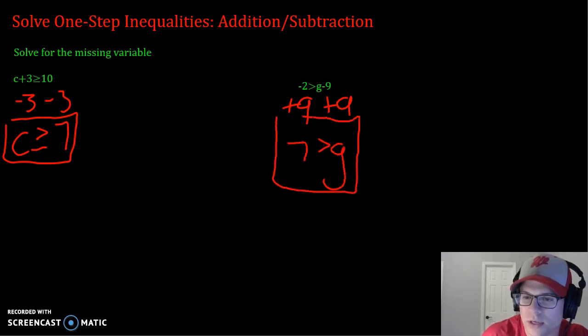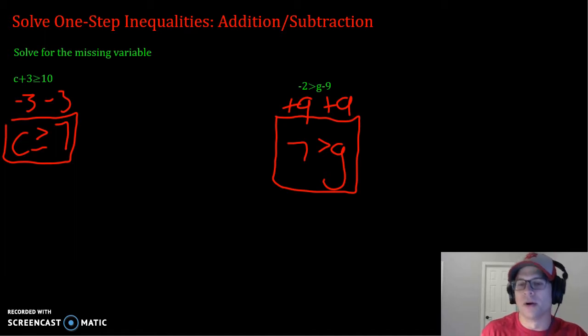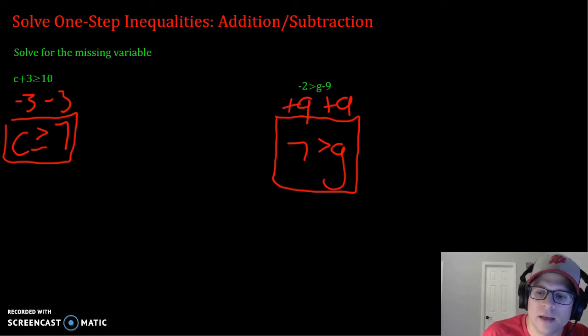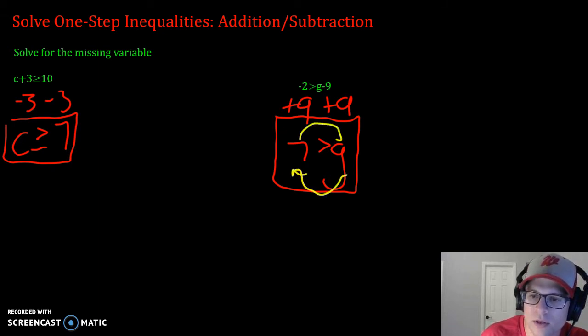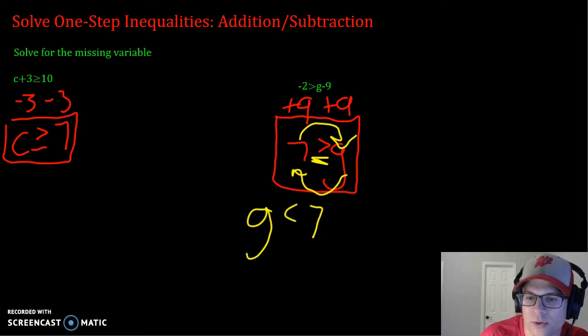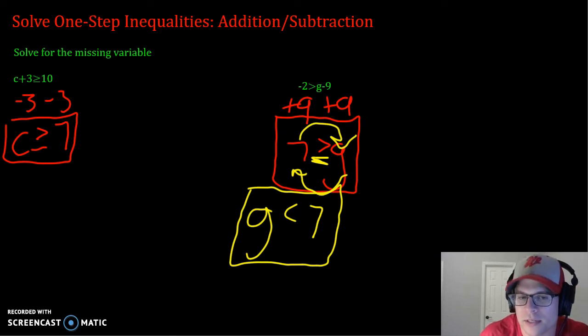Now sometimes, if it helps you to better understand the true direction of this inequality statement, some people like to read the variable first. So when you switch the order of the two things, you also have to switch the direction of your inequality statement. So instead of 7 is greater than G, it could also read as G is less than 7. Notice how the direction of my inequality statement has changed. But either one is completely acceptable as a true inequality statement.